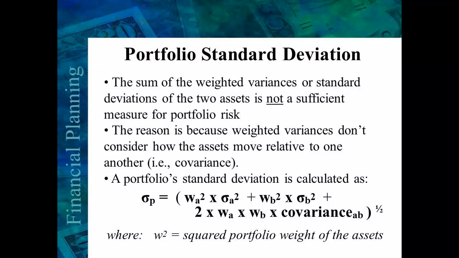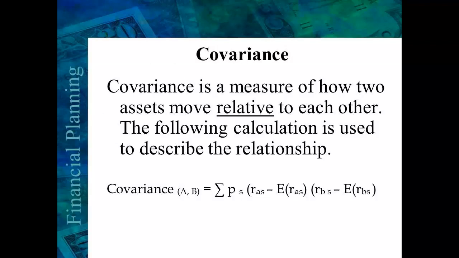Notice that the first and second terms in this summation are simply the square weights of each asset's variance. The third term is what accounts for how the assets move relative to one another. This term is 2 times the weight of A times the weight of B times the covariance of AB. So what is covariance? When you look at the risk of a two-asset portfolio, you need to consider how the two assets move relative to each other. Covariance is a statistic that explains that relative movement.